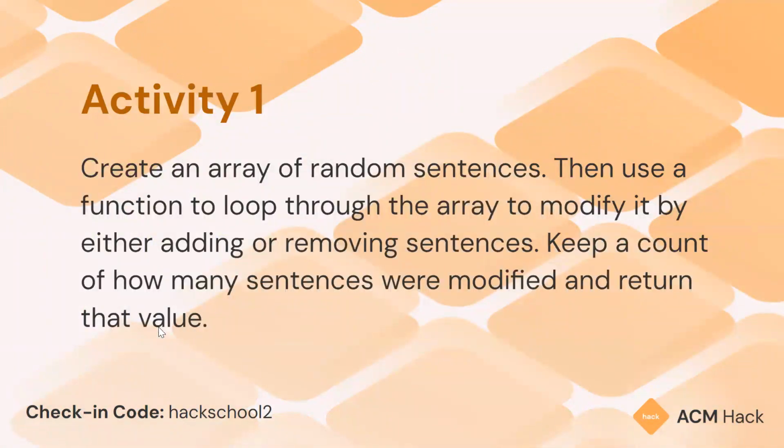Okay, so now it's your turn. What you're going to do is create an array of random sentences. You can have any sentences you want, so just create an array with a bunch of random sentences in there, and use a function to loop through the array. You can modify it by either adding stuff to that list or removing stuff from that list. And you also want to have a counter, to keep a count of how many sentences were modified, and return that value from the function. Cool.